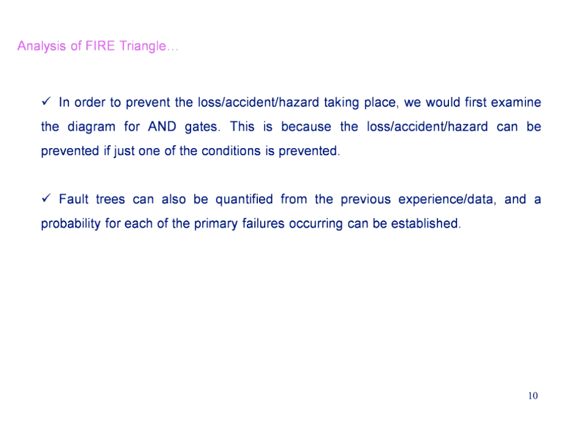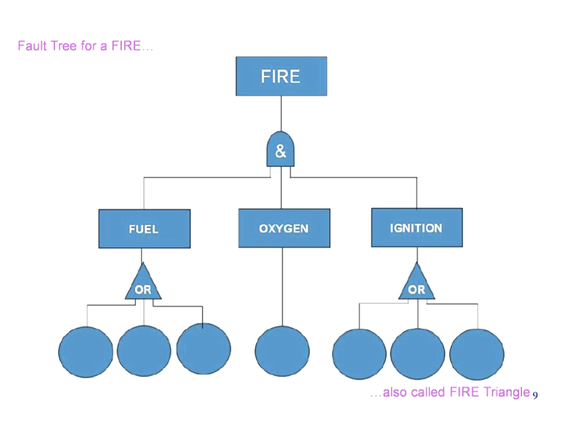In order to prevent the loss, we could first examine the diagram for AND gates. This is because the loss can be prevented if just one of the conditions is prevented. Now if you see the previous diagram, if we want to stop the accident, fire is an accident. If you want to stop the fire, don't focus on OR gate, because if you focus on OR gate, you will try to stop solid, for example, but again there is a liquid. It is a fuel. So you need to stop everything. But if you concentrate on AND gate, it is simple.